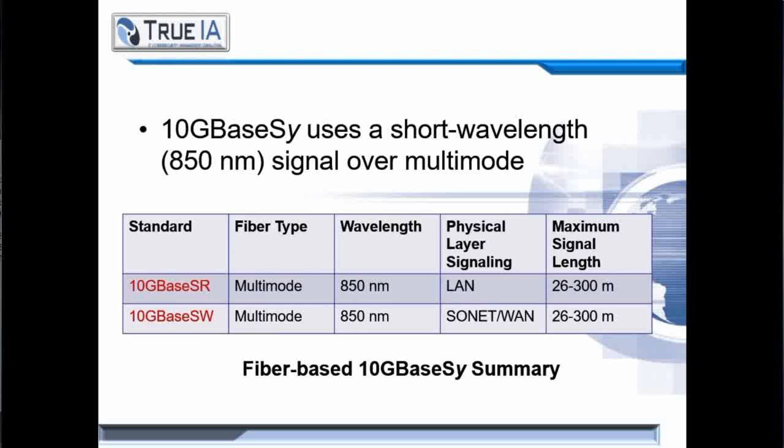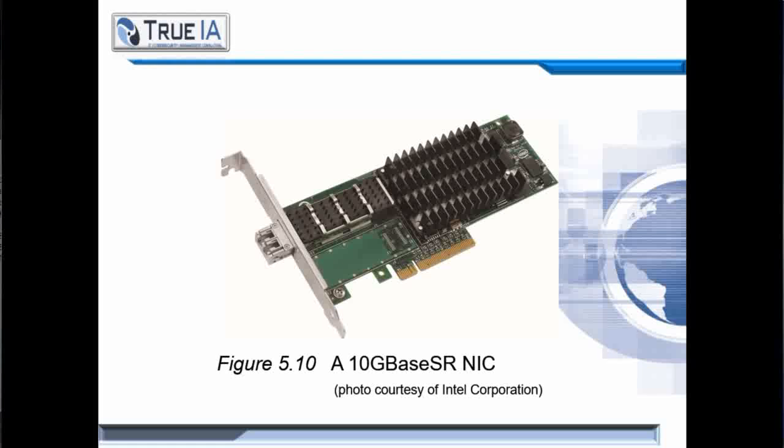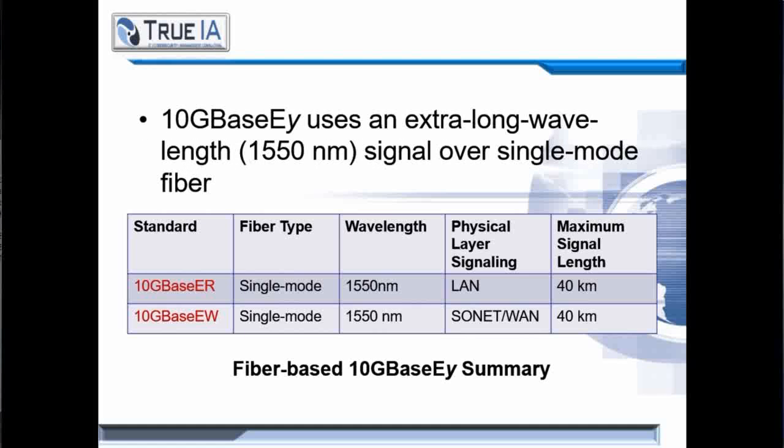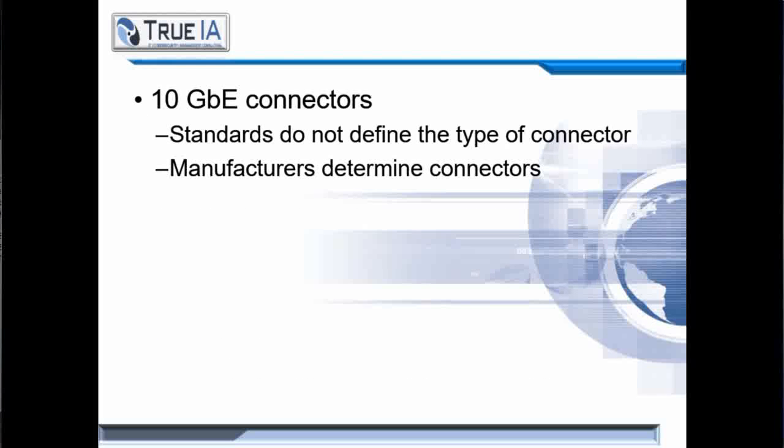The 10 gig base SY standard uses a short wavelength signal over multi-mode fiber. Here's a look at a 10 gig base SR NIC. Notice the different type of connector. For the 10 gig base L standard, it uses a long wavelength signal over single mode fiber. And for the 10 gig base EY standard, that is using an extra long wavelength signal, still over single mode fiber. When it comes to the 10 gig Ethernet connectors, these standards do not define the type of connector that must be used. These are set by the manufacturer.